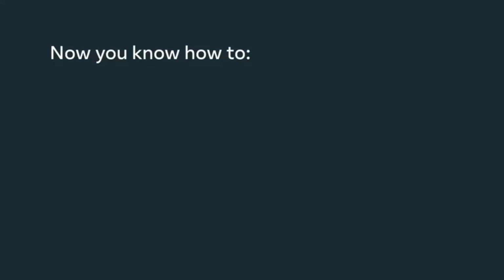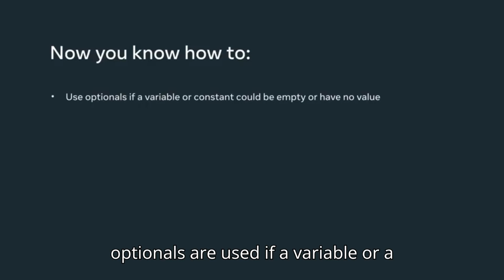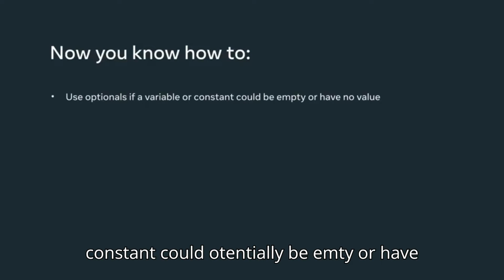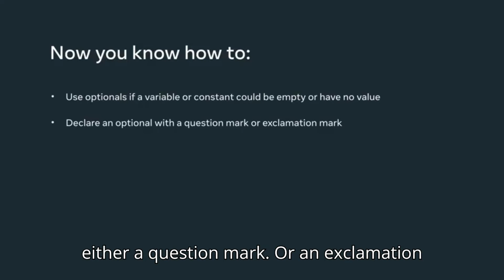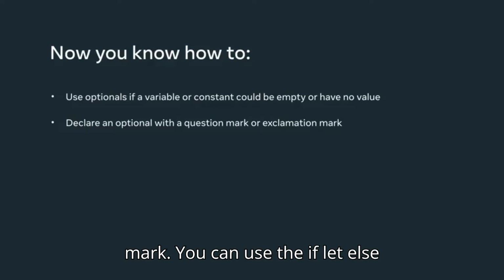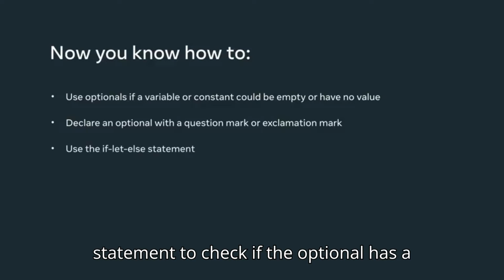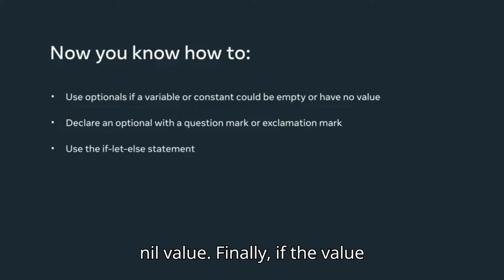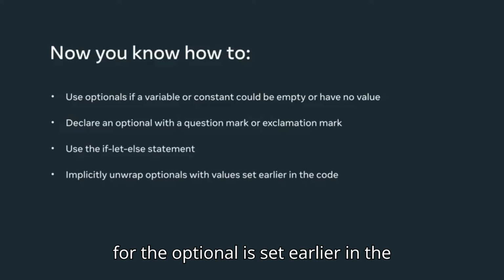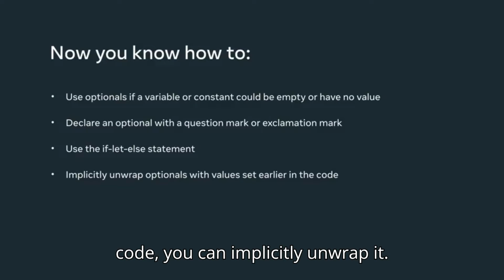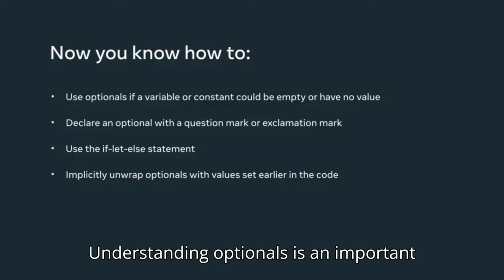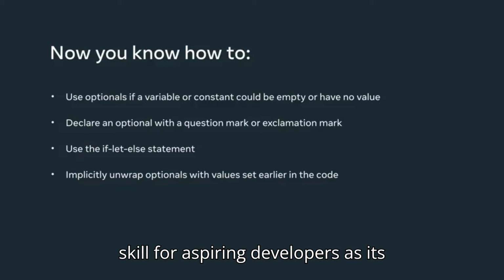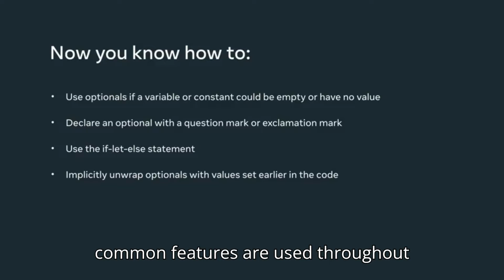So to recap, optionals are used if a variable or constant could potentially be empty or have no value. You declare an optional with either a question mark or an exclamation mark. You can use the if-let-else statement to check if the optional has a nil value. Finally, if the value for the optional is set earlier in the code, you can implicitly unwrap it. Understanding optionals is an important skill for aspiring developers, as its common features are used throughout Swift.